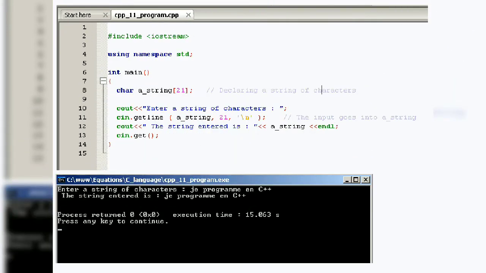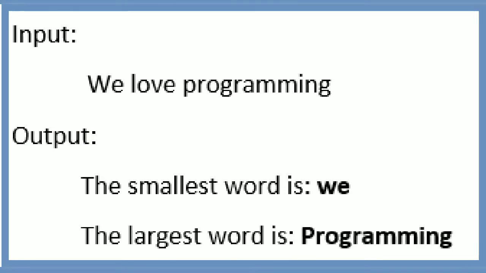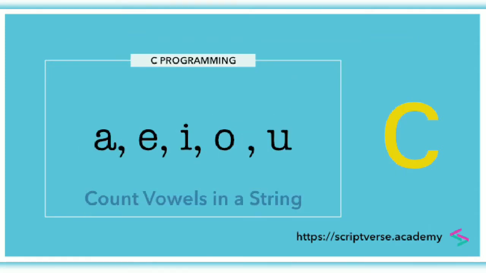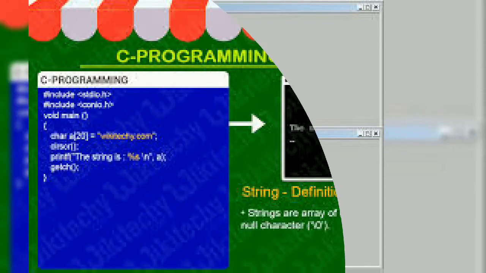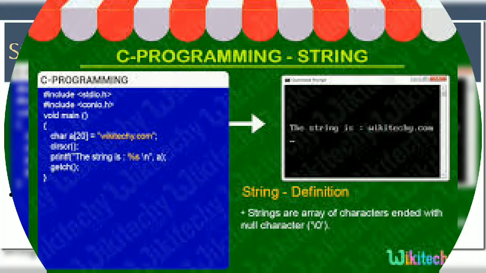A string is actually a dynamic array of characters in C language. These are often used to create meaningful and readable programs.